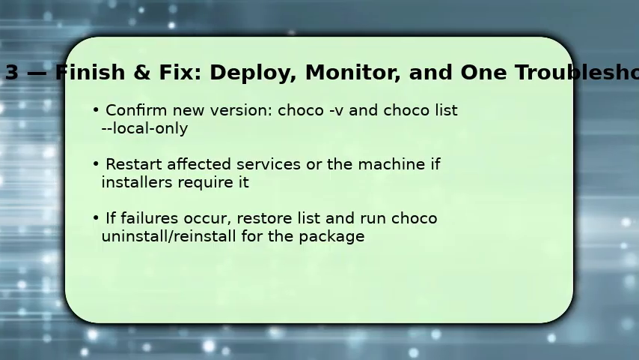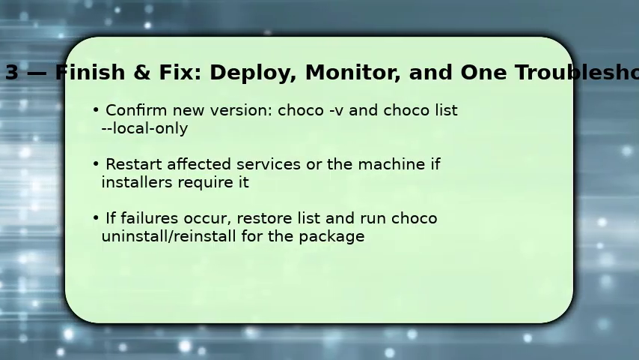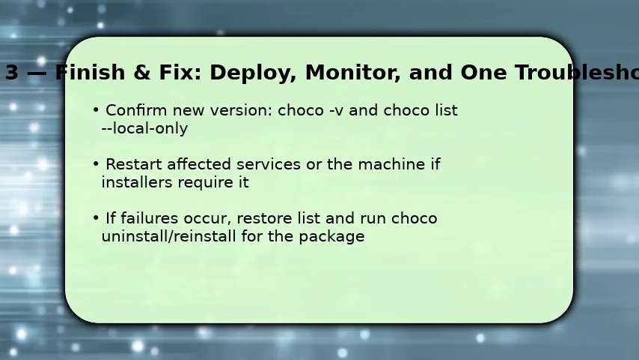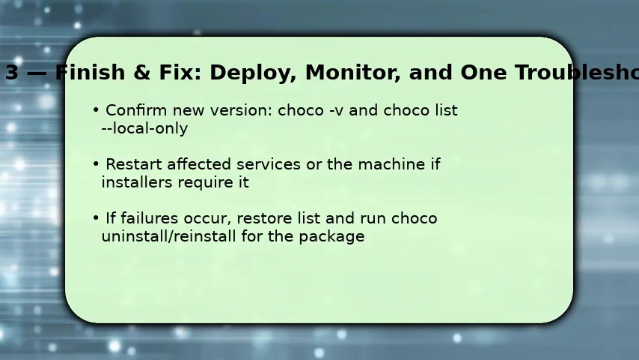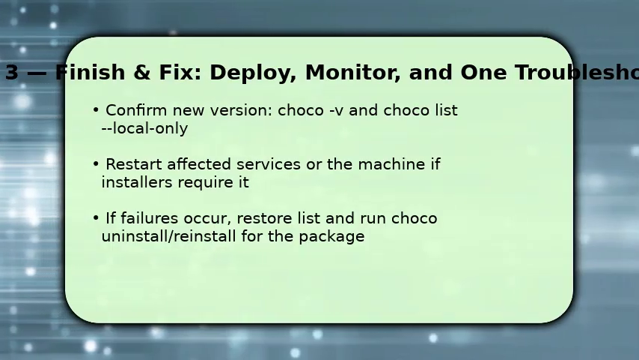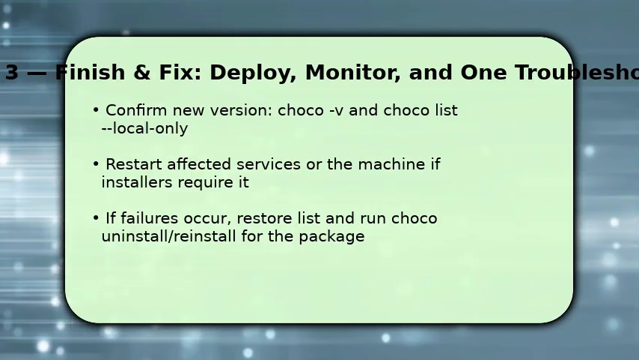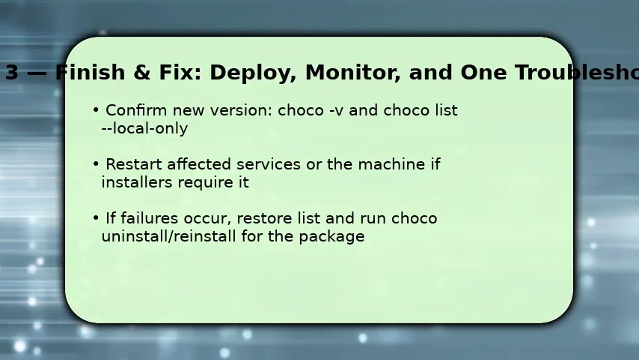Finish by verifying the update. Run choco -v and choco list --local-only to confirm new builds and extensions. Once verified, restart any impacted services or reboot the machine when installers indicate they need it. Clean up temp files and run choco outdated to ensure everything is current.